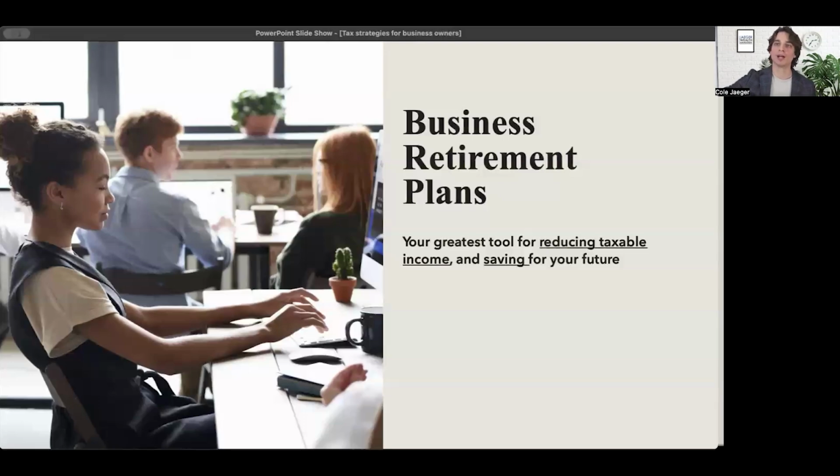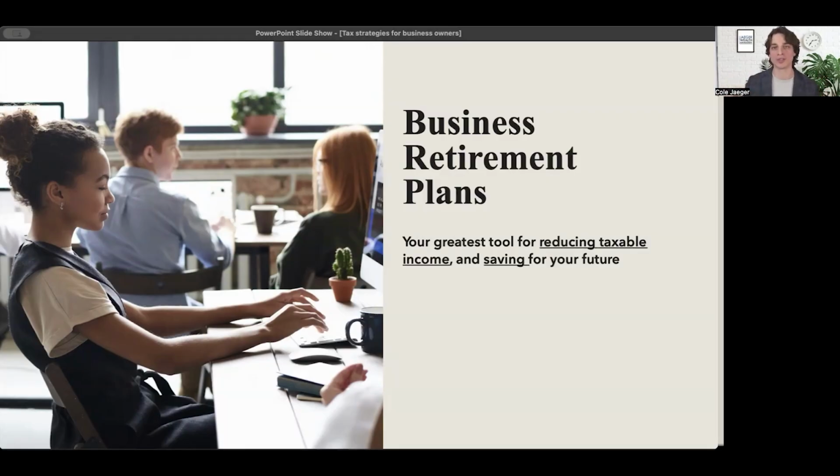So business retirement plans, 401Ks, SEP IRAs, I'm sure you've heard of some of these. Knowing all the options available to you and how to leverage them is an extremely overlooked piece of tax planning. These plans have two main purposes in tax planning. They can reduce taxable business income in the current year by taking salary and business profits and putting them into tax advantage retirement accounts for you and your employees.